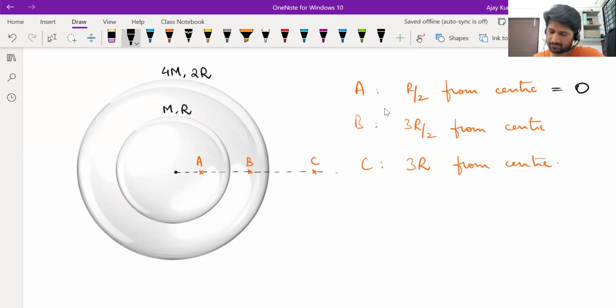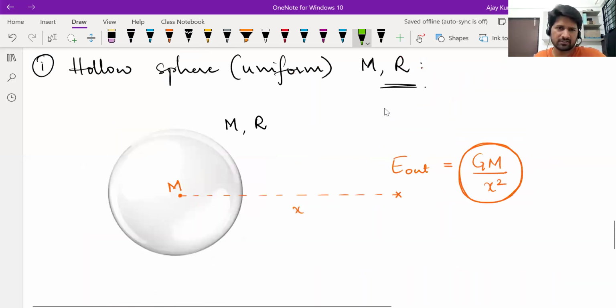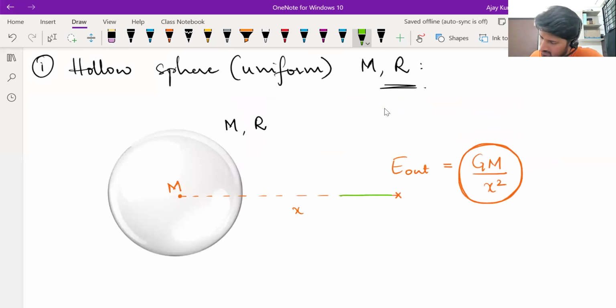Next, the position B. B is external to the first sphere but internal to the second sphere. So what will happen at B? The first sphere produces a field. And in which direction does a sphere produce field? From symmetry you can tell. Gravitational field is an attractive field, I told you, no? A sphere produces a field towards its center. I should have mentioned that before itself. The field produced by a uniform sphere will be towards the center of the sphere, once you are outside it.